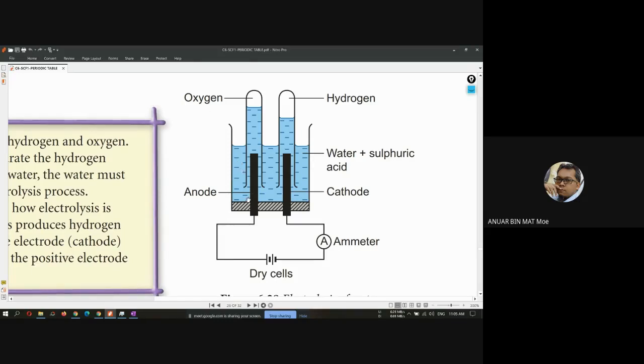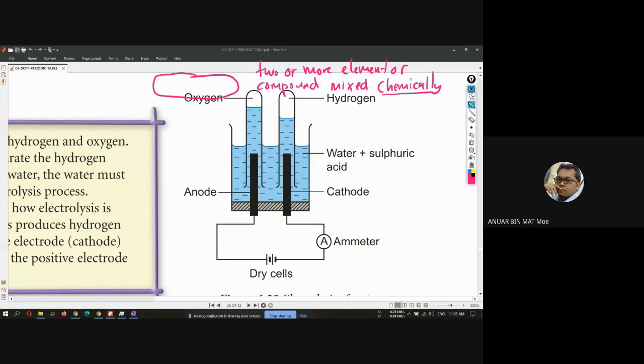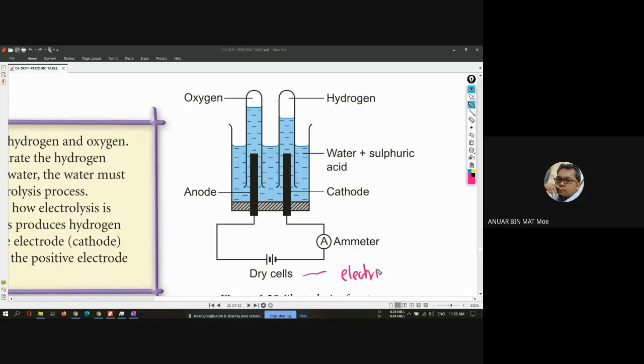Okay, when we put two conductors inside the water, for example, two conductors or carbon rods, we just put them inside the water, and then we connect the carbon rods with a battery, because the battery or dry cell will provide the electricity. Okay, it will provide the electricity.